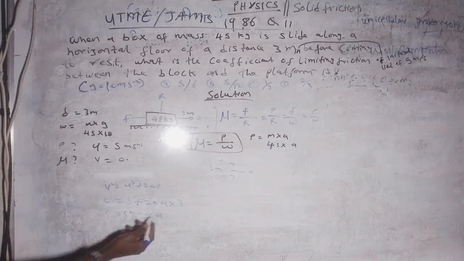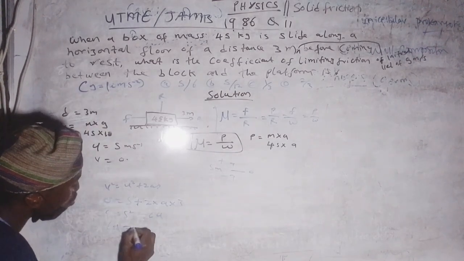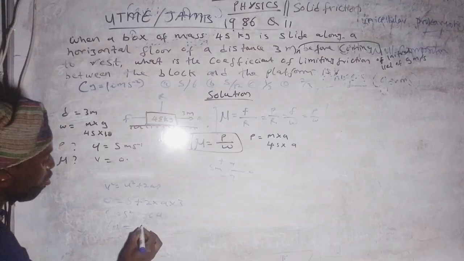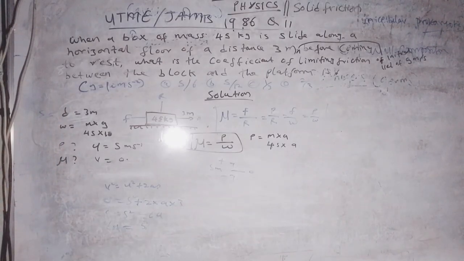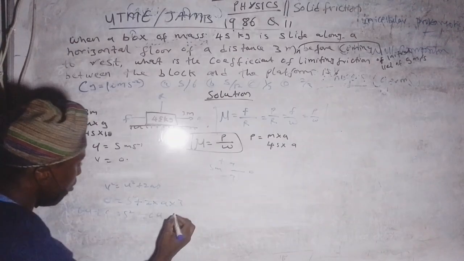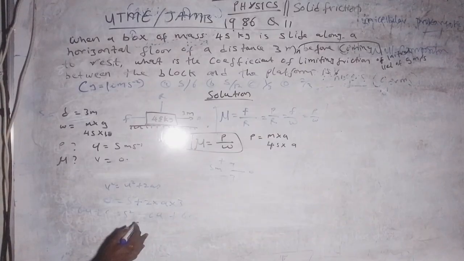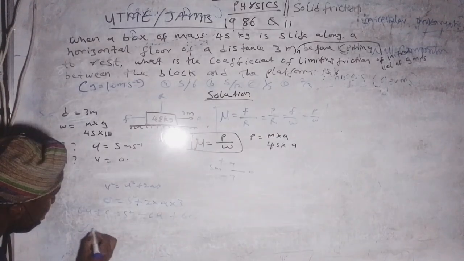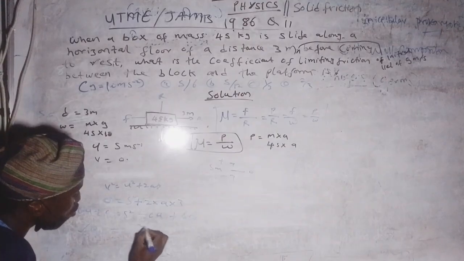So when you bring this one to the other side, what will it be? Our 6a will be equal to what? 5 squared. Do you understand what I do? You will add 6a to both sides. Just add 6a to both sides. The plus 6a will cancel the minus 6a. So 6a plus 0 is the same thing as 6a equal to 5 squared.